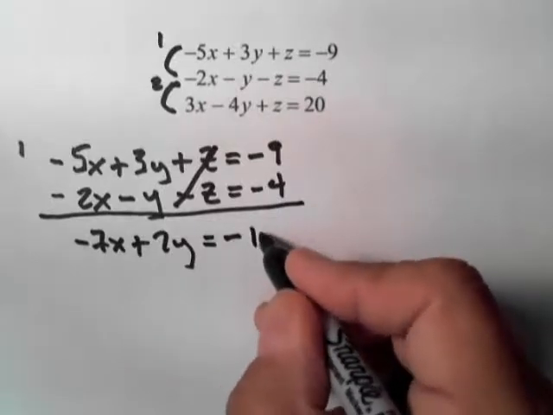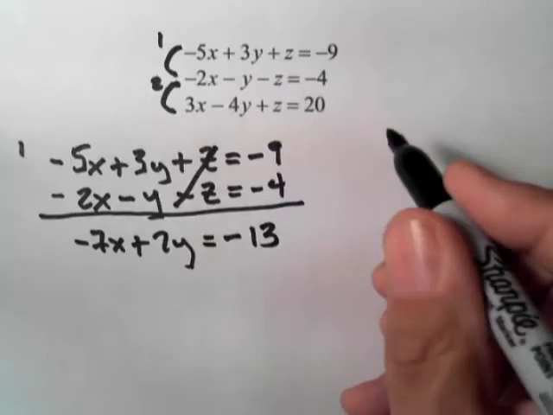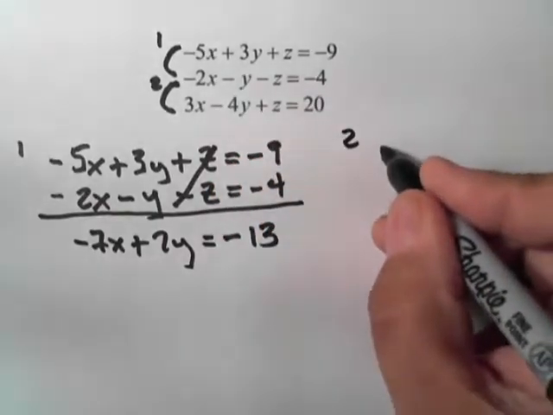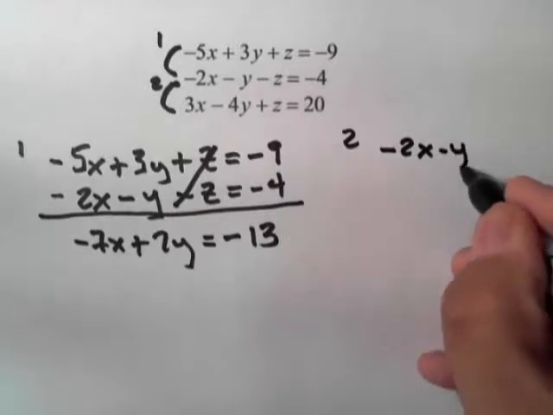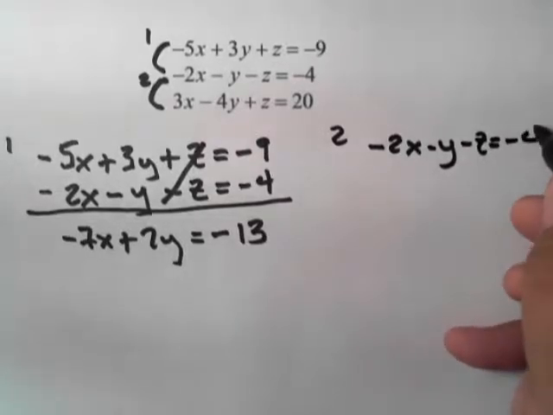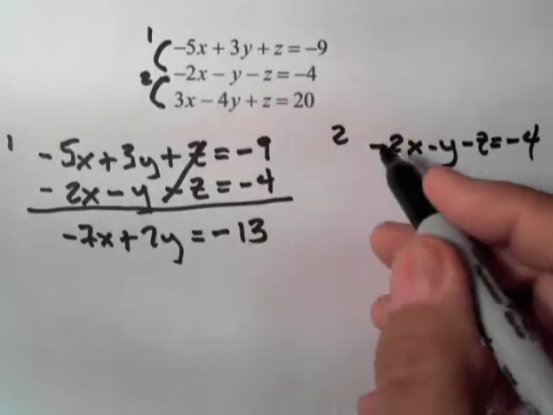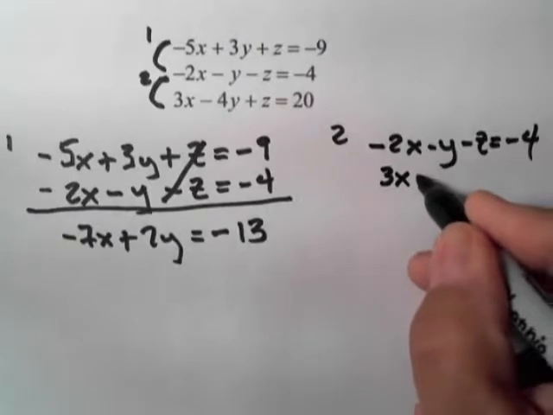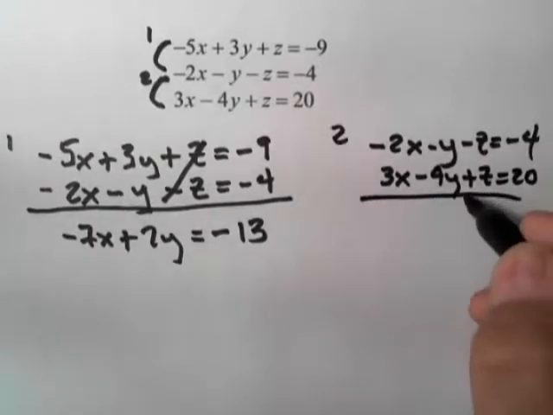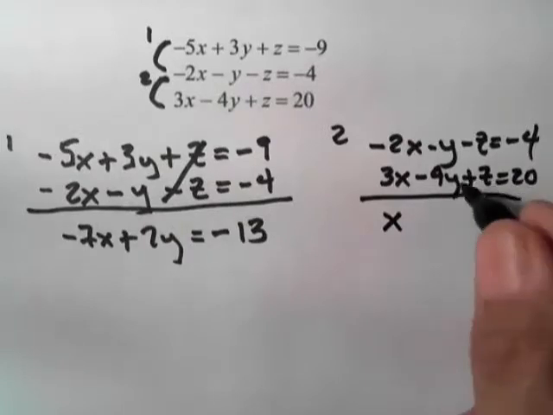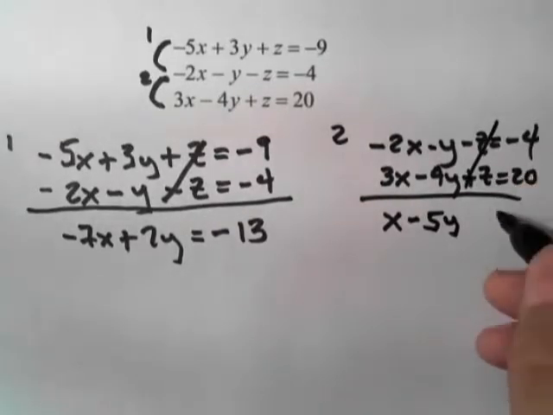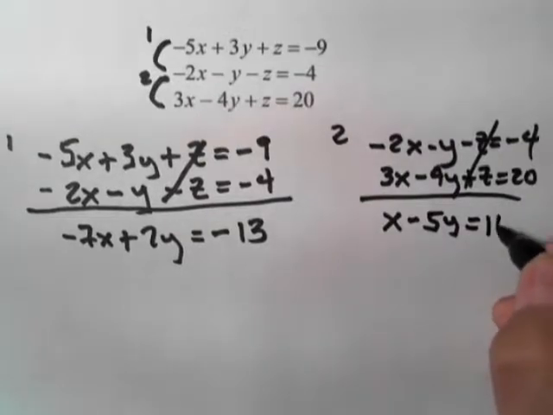Now, let's turn around and do the second pairing over here. I'll write the center one first, negative 2x minus y, continuing on here, minus z equals negative 4. And then the third equation underneath of the pairing, 3x minus 4y plus z equals 20. Let's combine these. Looks like I get x minus 5y. The z's cancel out, as we hoped they did, and equals 16.